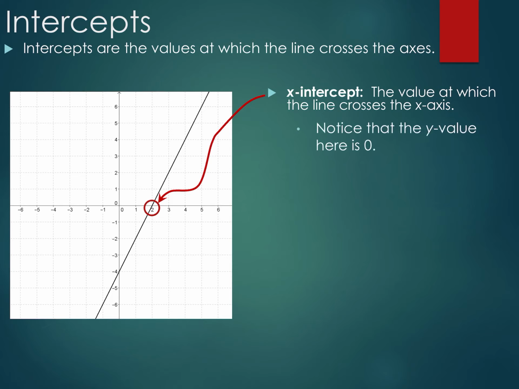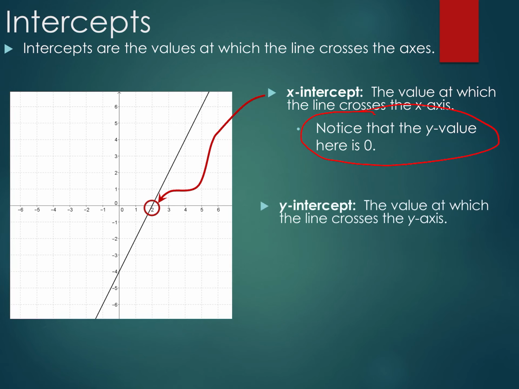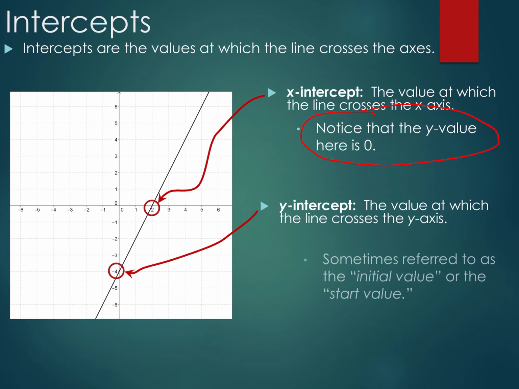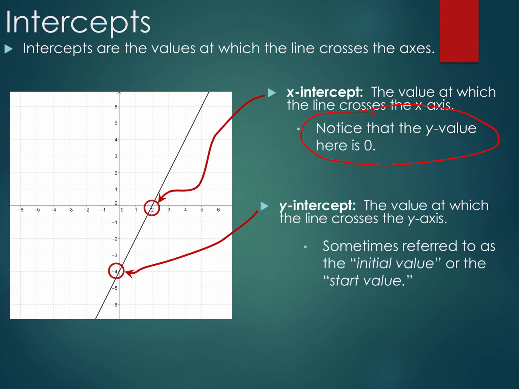Notice at this x-intercept, the y value will be 0. That's the most important part of the page, so I'm just going to circle that. That's important. The y value is 0 at the x-intercept. For the y-intercept, the line crosses the y-axis. There it is there. Y value -4.